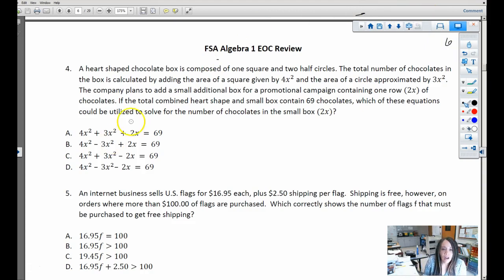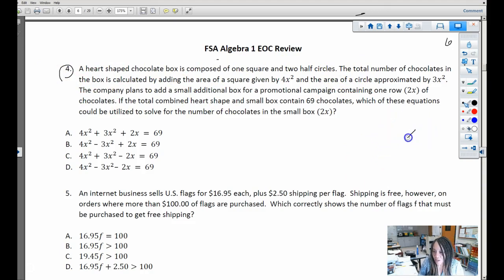So we're on number 4. A heart-shaped chocolate box is composed of 1 square and 2 half circles. That's the beginning of my information. How would that even look? Well, 1 square and 2 half circles.